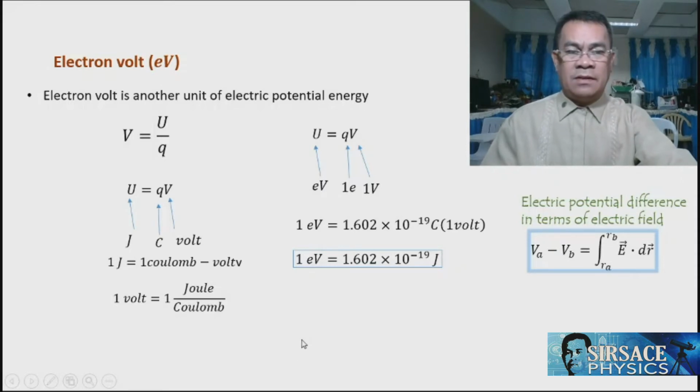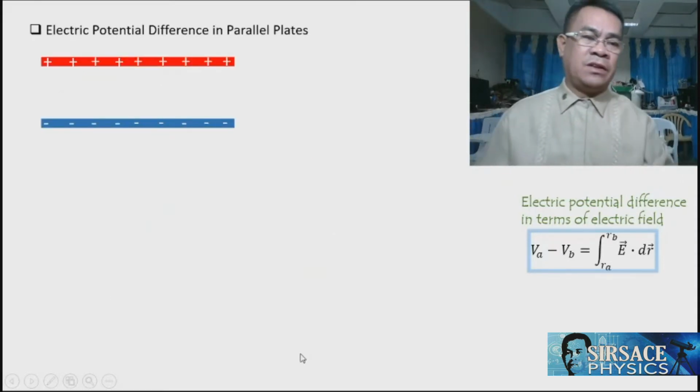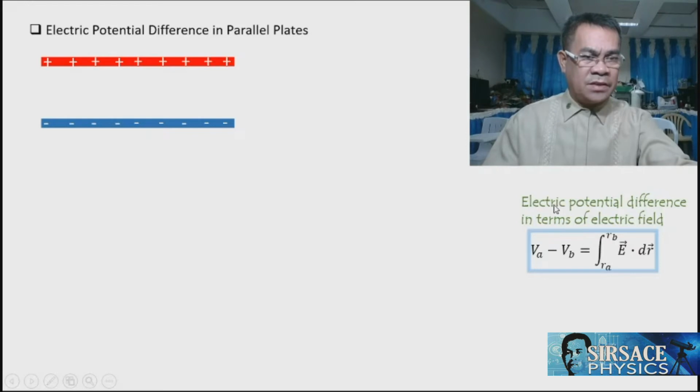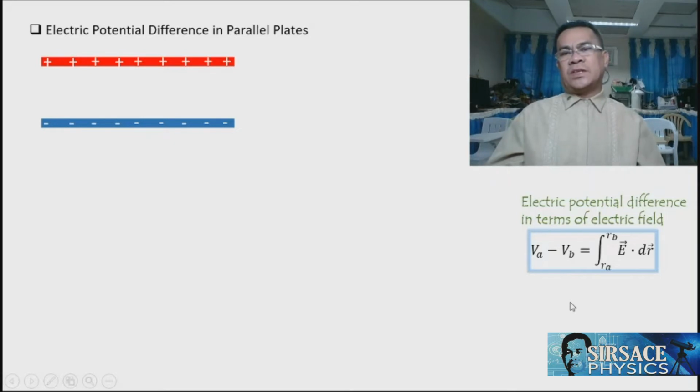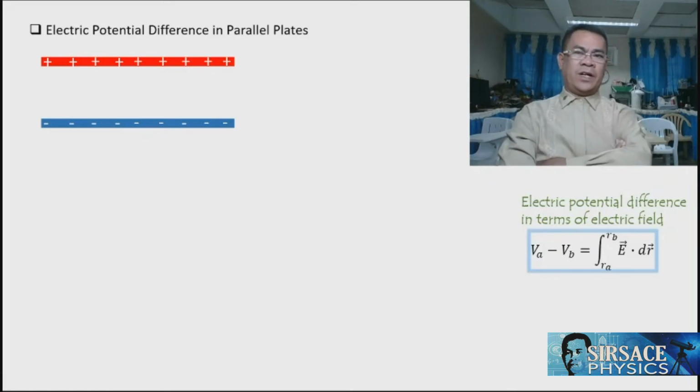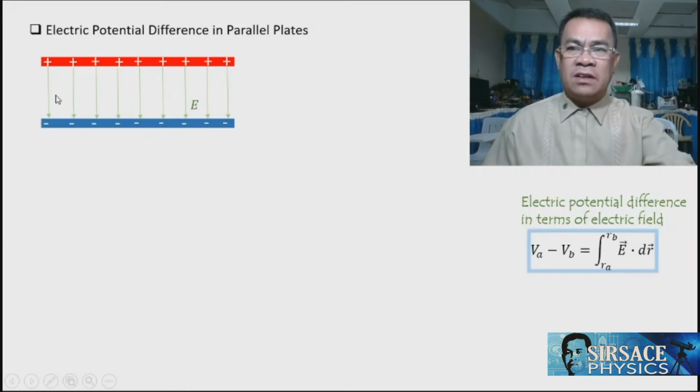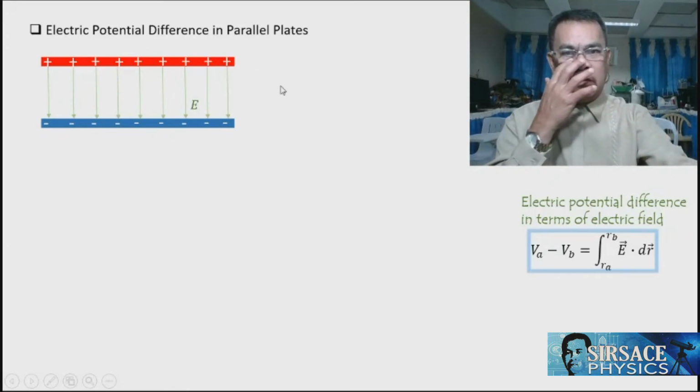So, that's it. Okay, let's have the application of the formula we derived. Remember this formula we derived in the previous slide? The electric potential difference in terms of electric field. Okay. So consider a parallel plates. Now we understand that in the parallel plates, the electric field inside is constant. It means it doesn't depend on the position. At any point in this region, the electric field is the same. Outside, it varies.